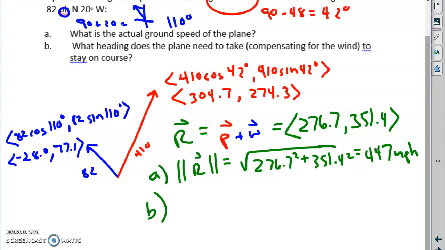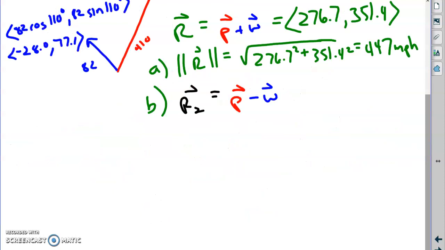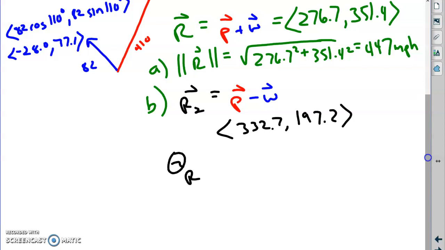Direction: what heading does the plane have to take to stay on course? We're not going to add. Let's call this R2, which we'll do in black. We'll do P minus W, which gives us 332.7, 197.2. Again, we didn't want the direction of the first vector, r, in green. We don't want the magnitude of the black vector, r. We're just going to take its direction because that's the compensation to be on course, not off course.